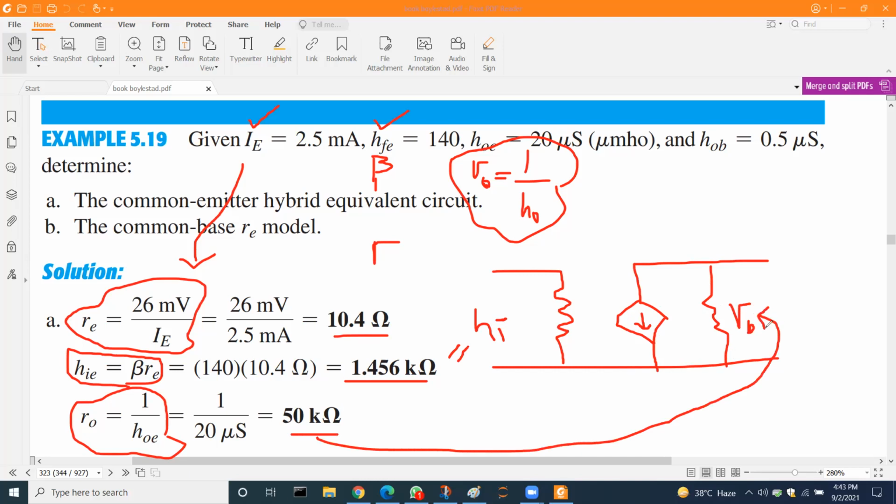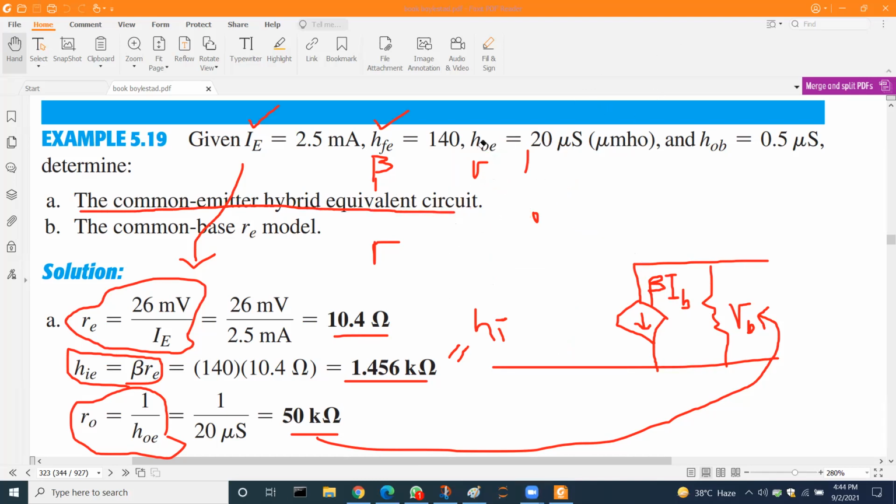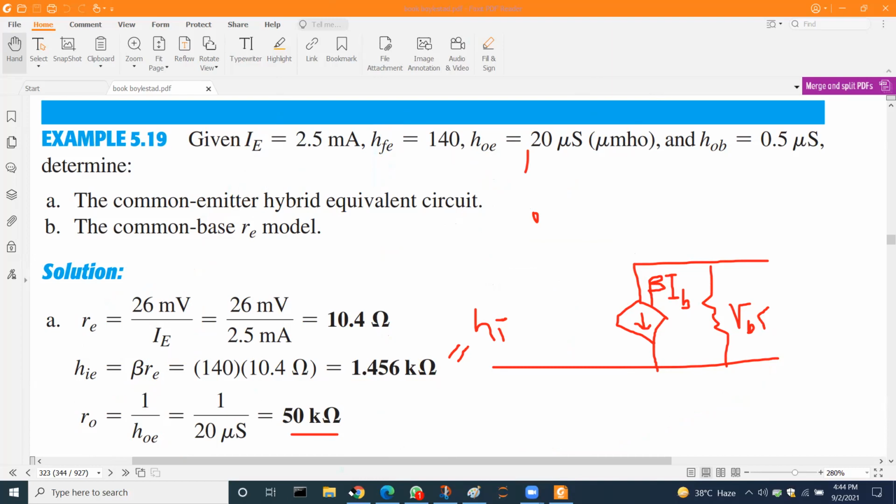Okay. Then beta is 140. So beta comes from here, beta 140, and IB at the current time, because the current is not given here. Right. So this way we can compute the common emitter hybrid equivalent circuit. Let's see किताब में इसको कैसे बताएंगे. This is one important question.